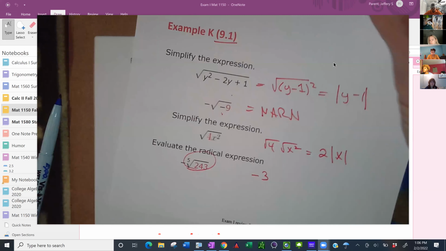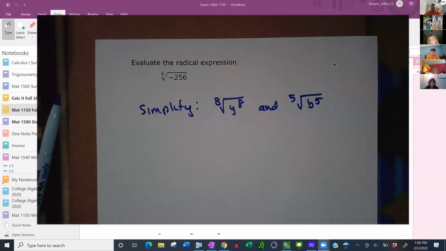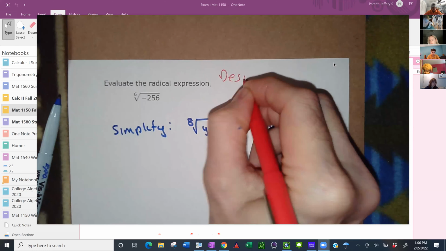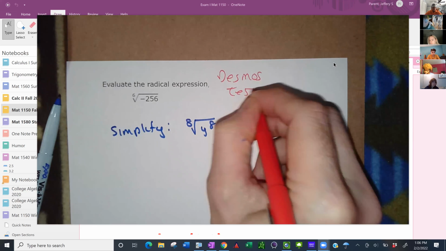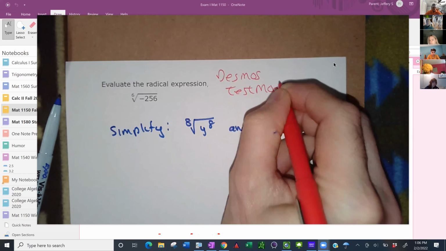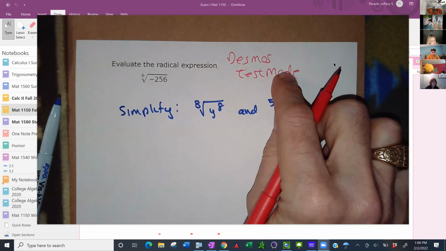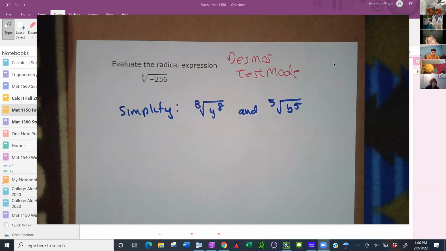Can we use this on the exam? To use Desmos on the exam, you'd have to download Desmos test mode onto your graphing calculator or onto your phone, and then put your phone in airplane mode and stay on this app for the duration of the exam. But the answer is yes. Okay.